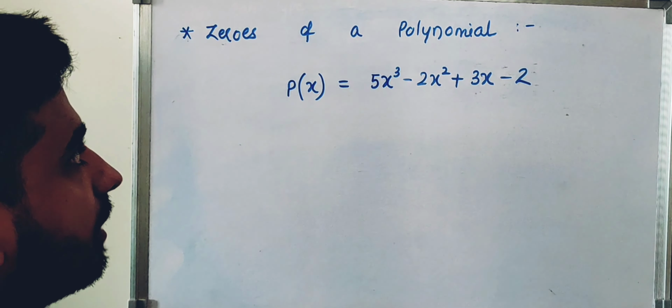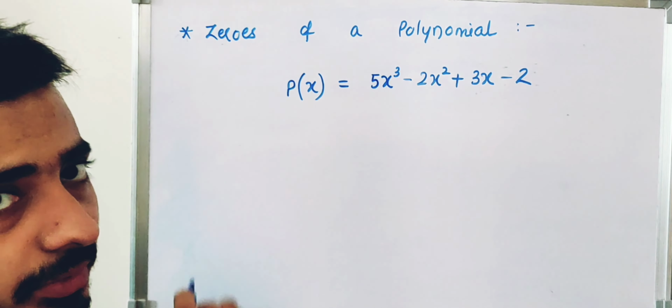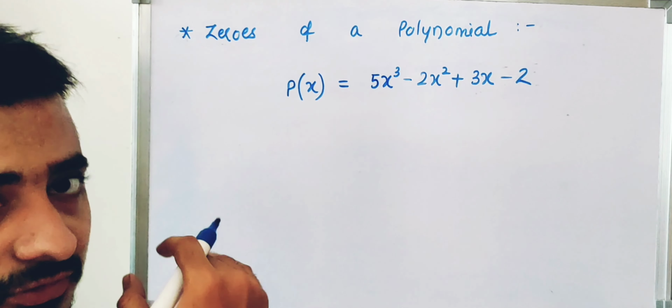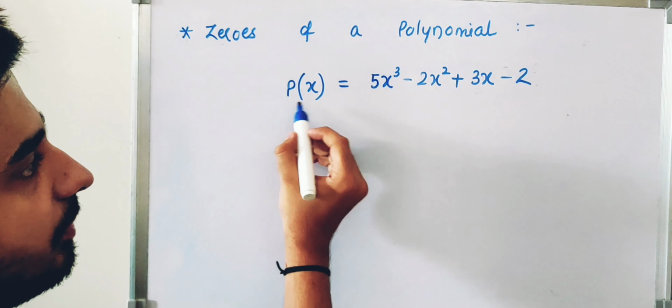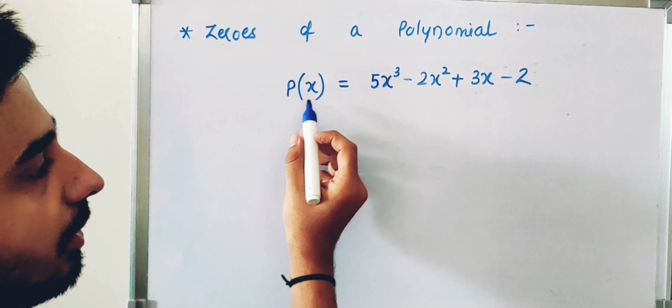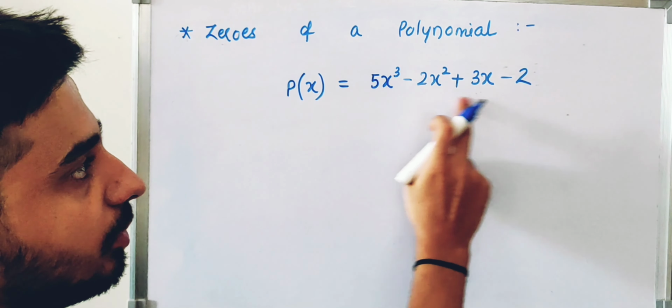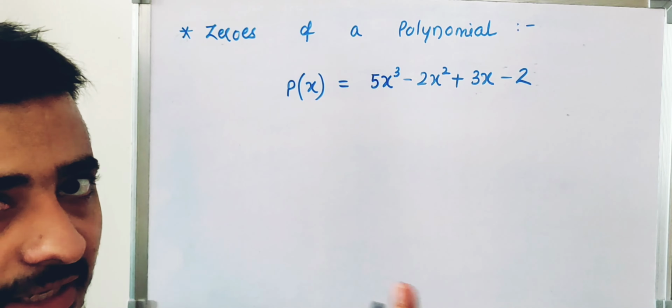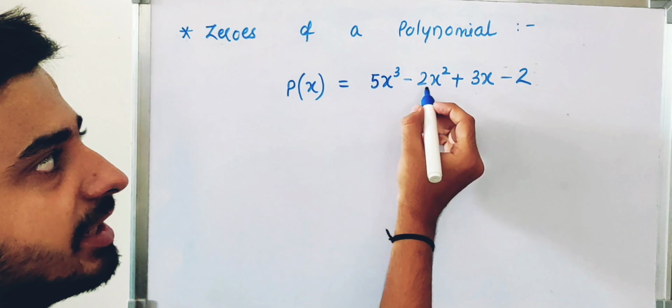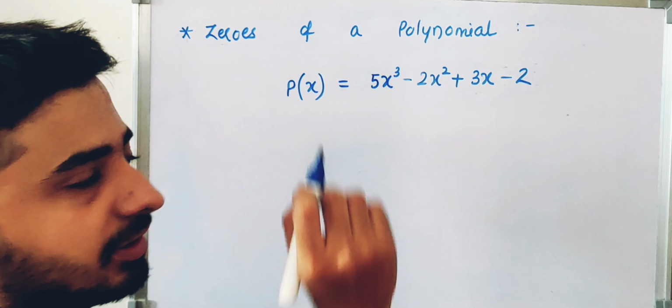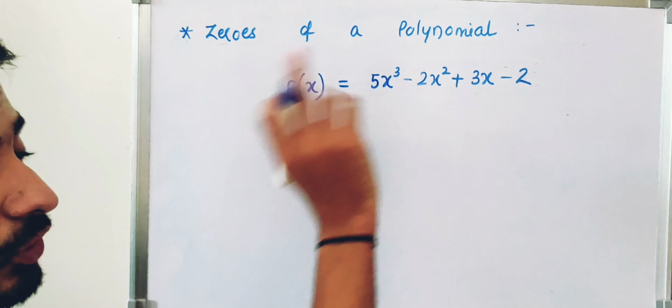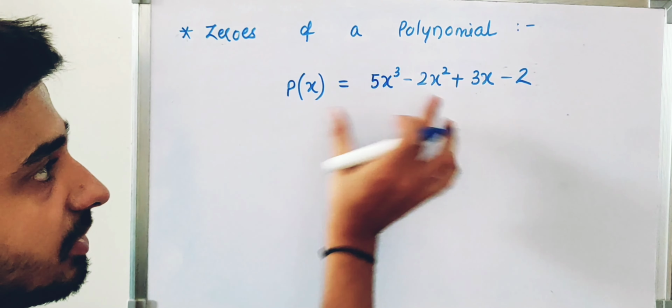So what is the next topic? The next topic is zeros of a polynomial. We have to find the zeros of a polynomial. Here p of x, what is p of x? Polynomial of x. It means the polynomial will contain only the variable x. So what is the question? 5x cube minus 2x square plus 3x minus 2. The topic is zeros of a polynomial and this is the question.